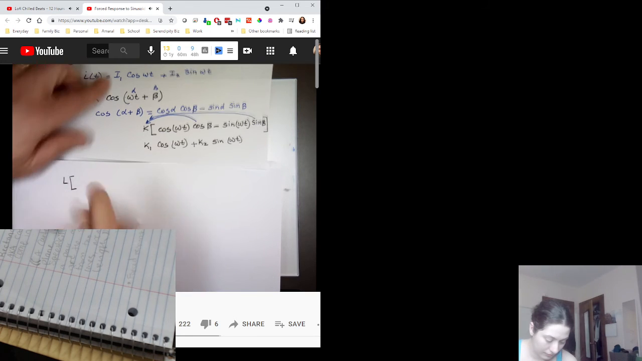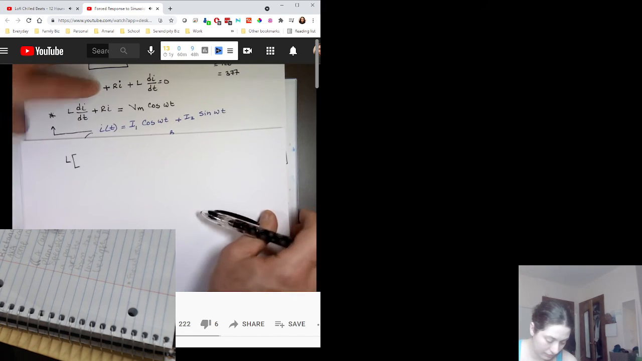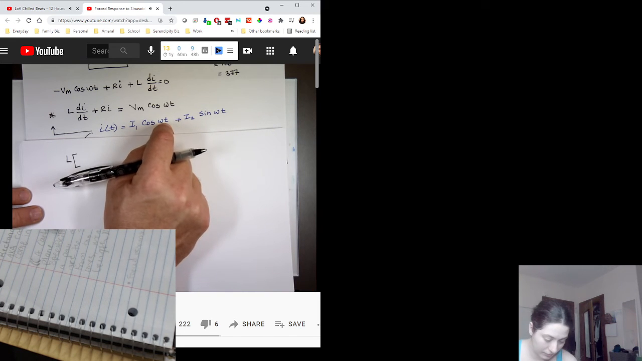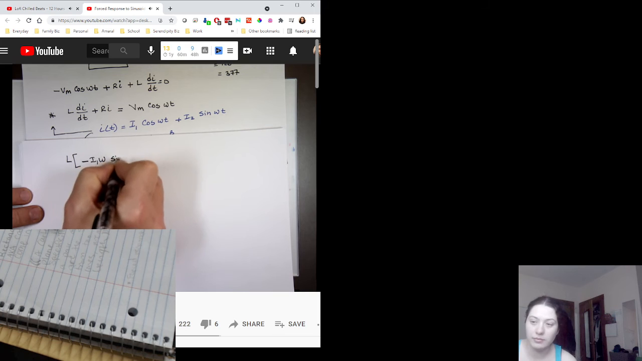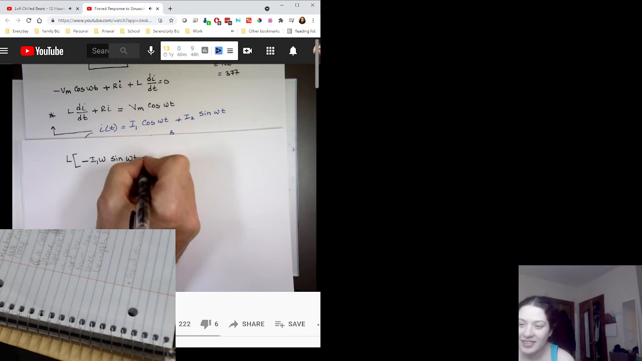So L times, what's the derivative of this current? Let's go through the math. Remember your calculus. What's the derivative? I1 is a constant, cosine Wt. The derivative of cosine is negative sine, right? That's negative I1 W sine Wt. Plus, what's the derivative of sine? Cosine, I2 W.